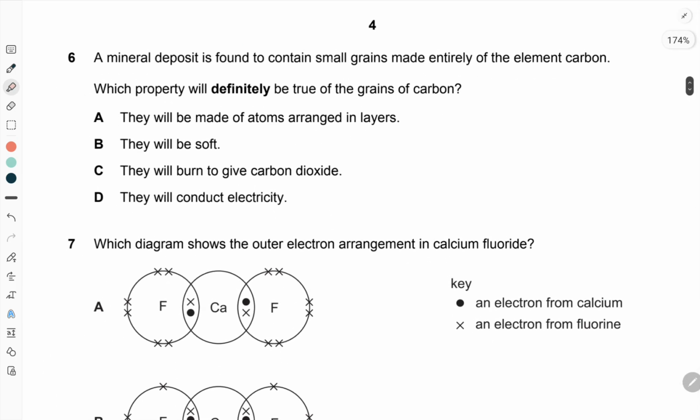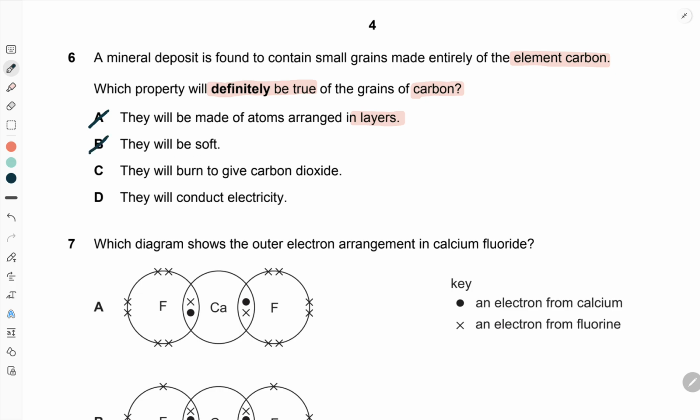A mineral deposit is found to contain small grains made entirely of the element carbon. So there's a mineral which is entirely made up of carbon. Which property will definitely be true? Which means there is absolutely no chance of error for the grains of carbon. Let's see the options. They will be made of atoms arranged in layers. This is not always true, but true with graphite. In diamond, there are no layers, so this is not definitely true. They will be soft. Yes, graphite is soft, but a diamond is hard, though it is made up of carbon. So this is again not true all the time.